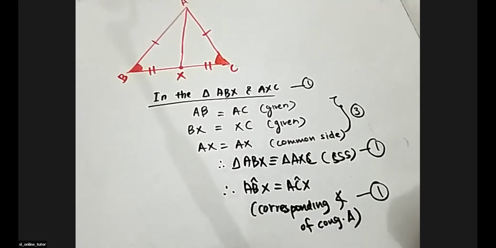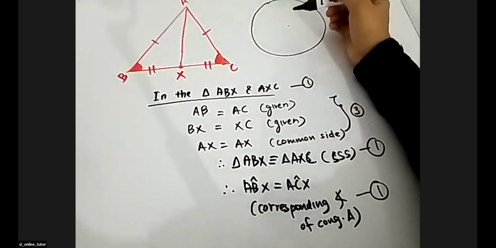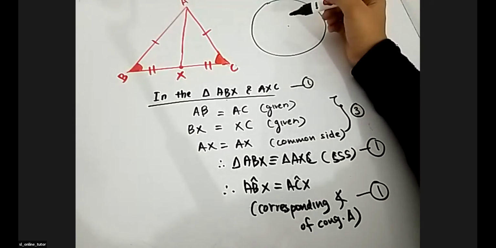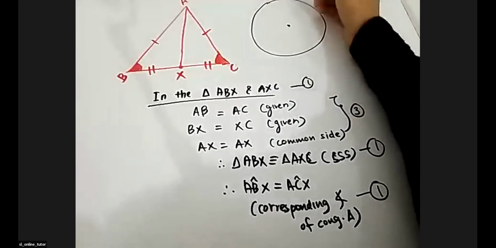In a circle, I'll draw a circle where O is the center, BC is a segment, and X is the midpoint of it. What is called as a segment? Straight line. A straight line from where to where? Like from here to here?